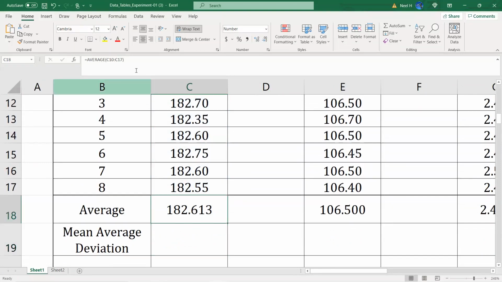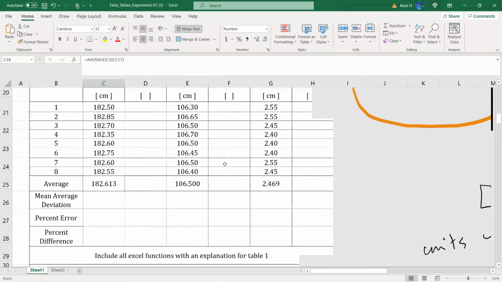Or you can write this function this way if you want to: equal average, open bracket, C10 colon C17, close bracket. If you type that, then the function will work nicely too, okay? All right, guys, any other questions? Perfect, thank you.